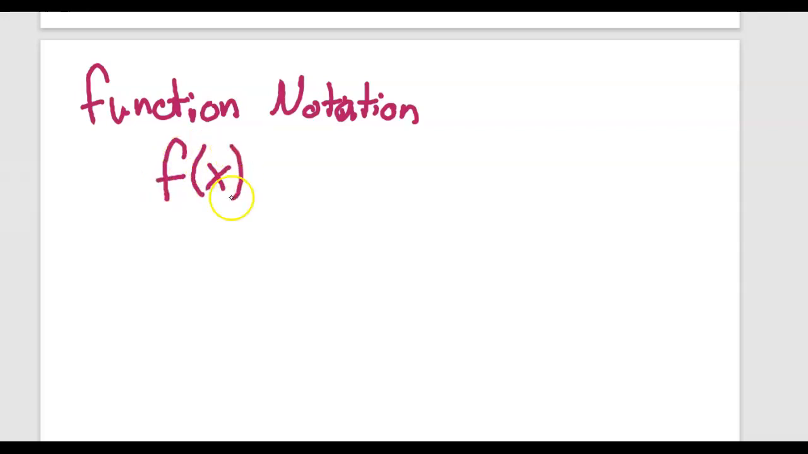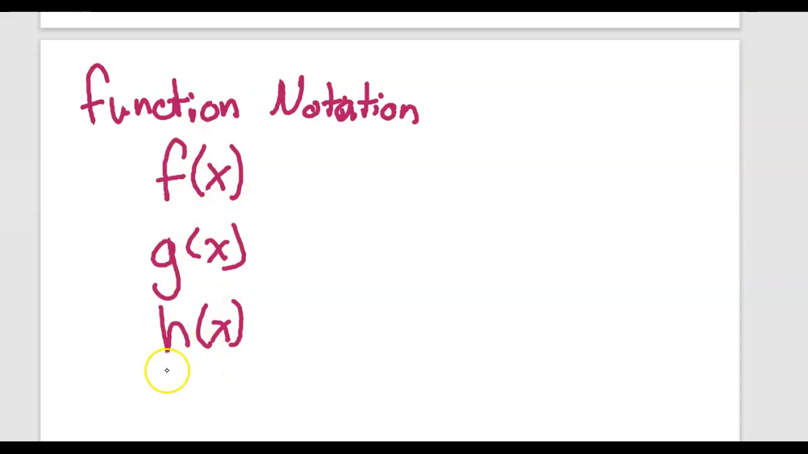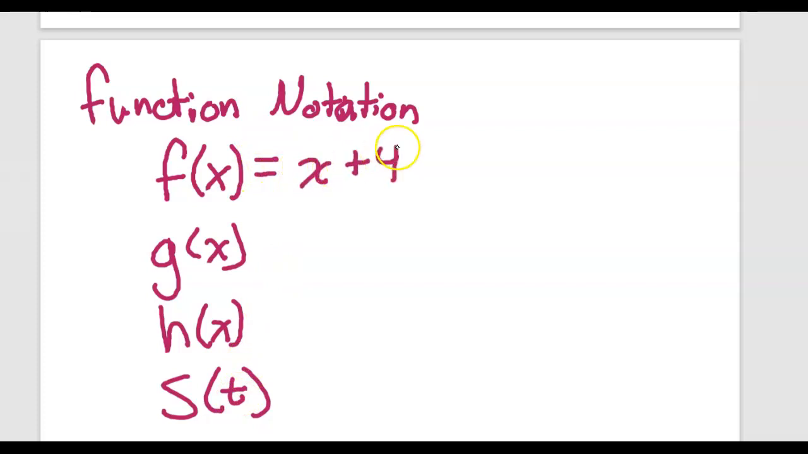It looks like f of x, or it could be g of x, or it could be h of x. So function notation could be any of these. It could even be s of t. What these are talking about, the f, the g, the h, the s, are just the names. The variable inside is the variable that's going to be inside the equation, such as x plus 4.